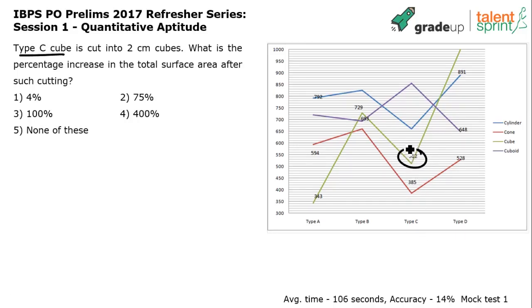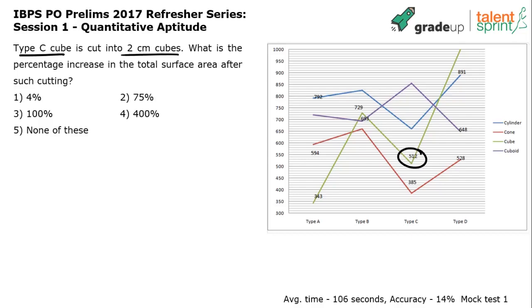The type C cube is represented by this green line. So the volume is 512. There is a cube of volume 512 cubic centimeters which has been cut into smaller cubes of side 2 centimeters each. The question here is, what is the percentage increase in the total surface area after such cutting?